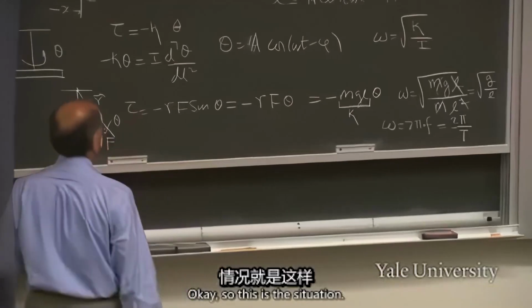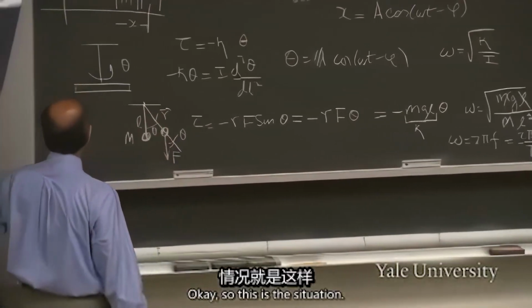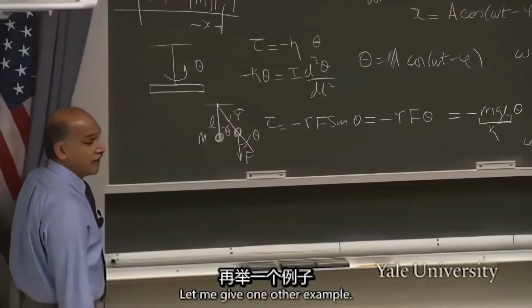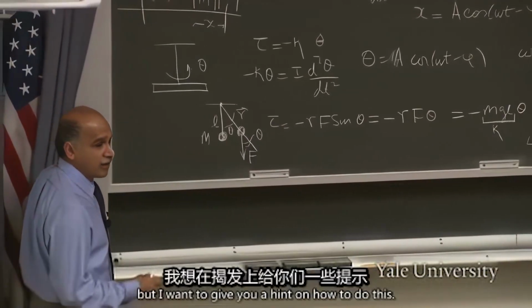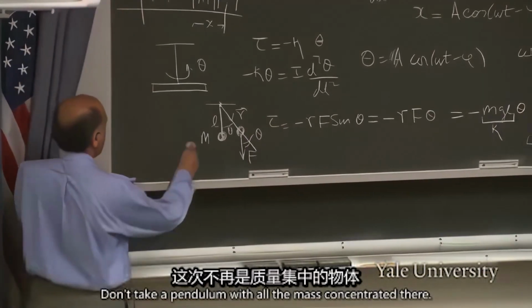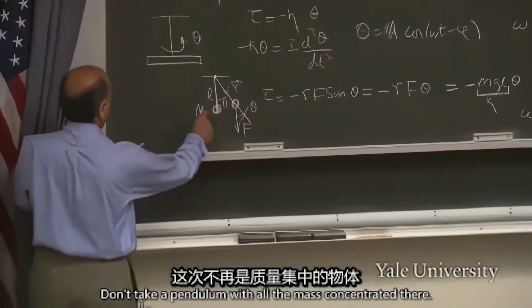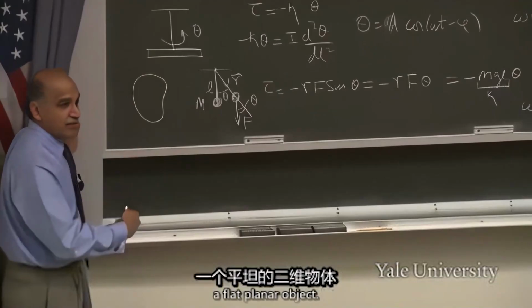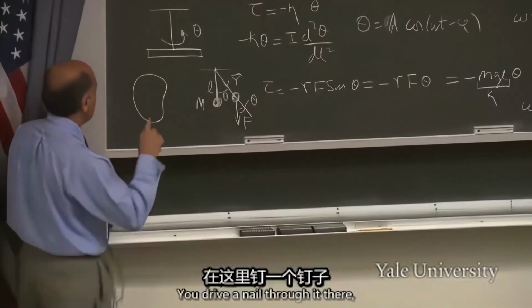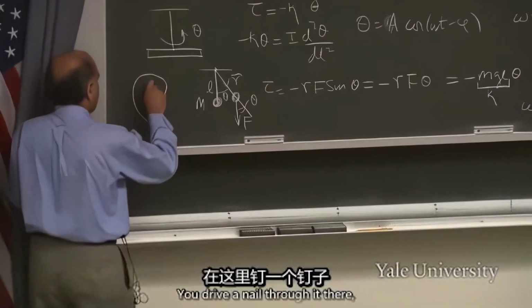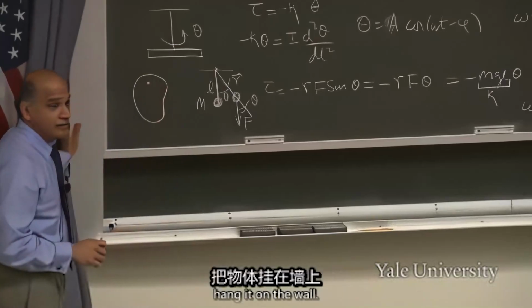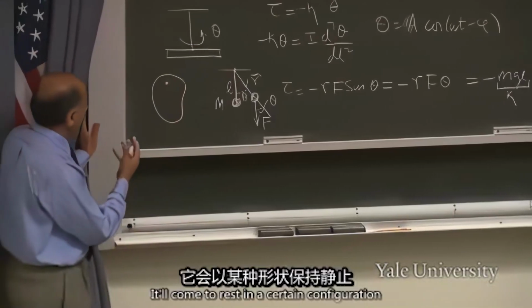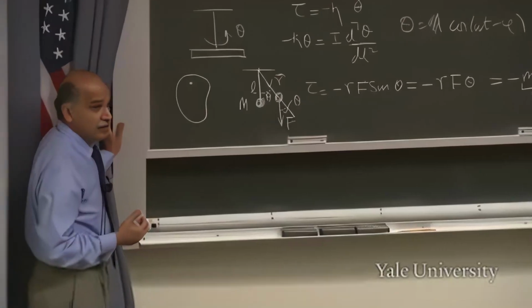Okay, so this is the situation. Let me give one other example. This is a homework problem, but I want to give you a hint on how to do this. Don't take a pendulum with all the mass concentrated there. Take some irregularly shaped object, a flat planar object. You drive a nail through it there, hang it on the wall. It'll come to rest in a certain configuration.